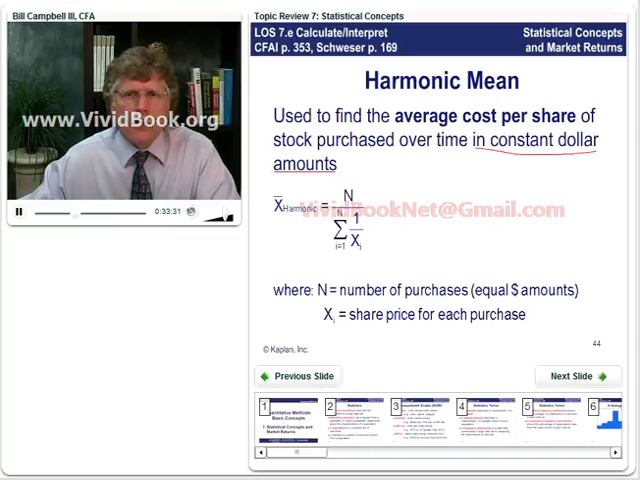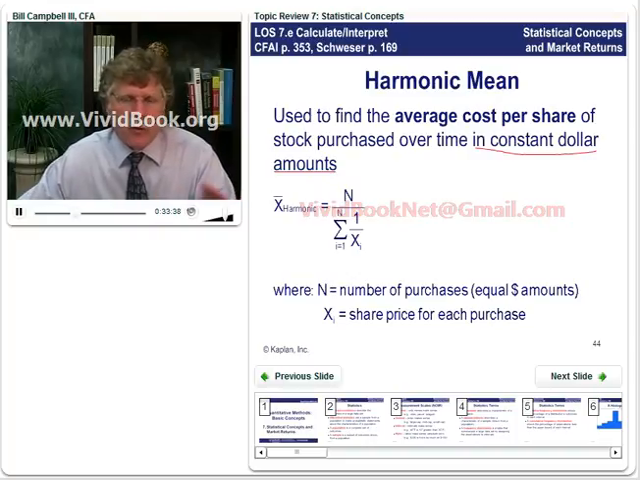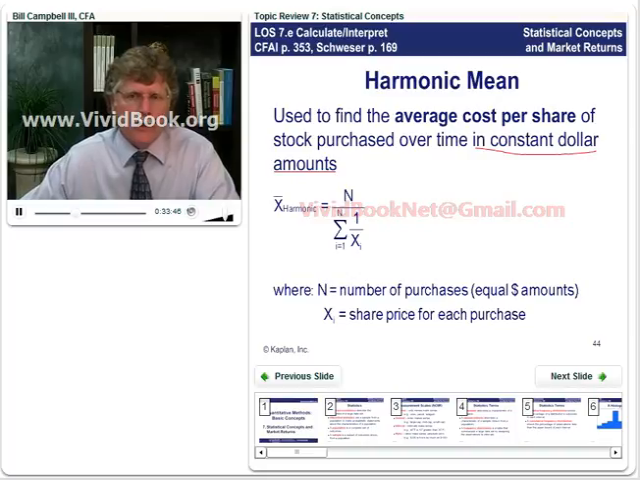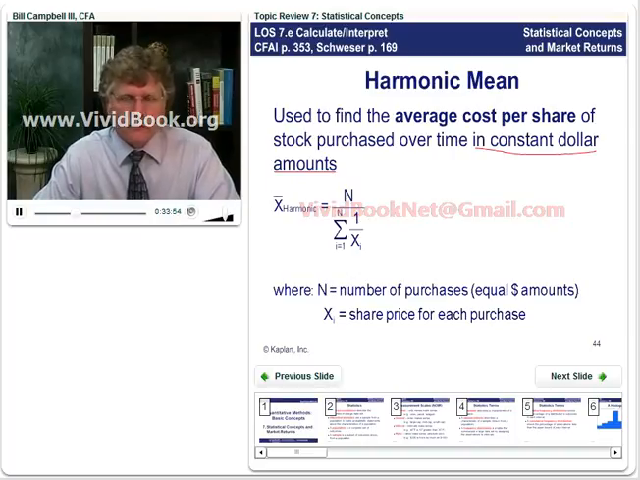So this formula will only work if we are buying the same amount of stock each time. We buy $2,000 worth of stock at one price, and then later we buy $2,000 worth of stock at another price, and later $2,000 worth of stock at a third price, and so on. But it has to be the same dollar value for this formula to work.